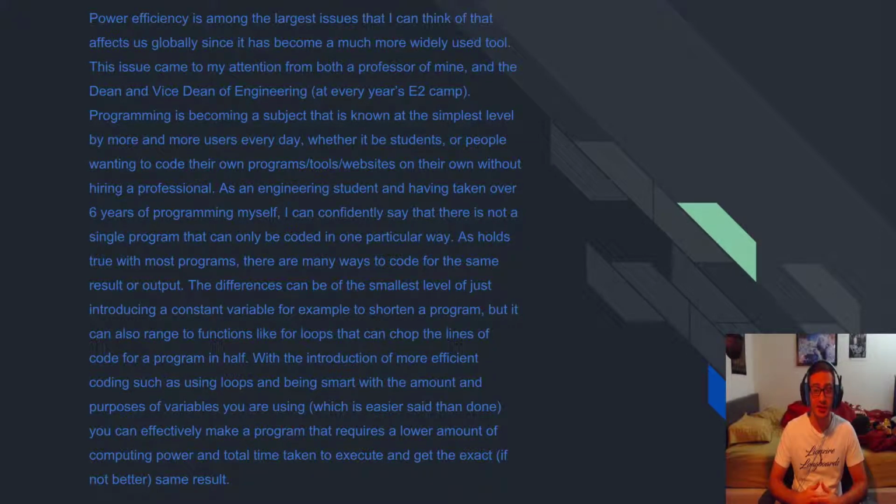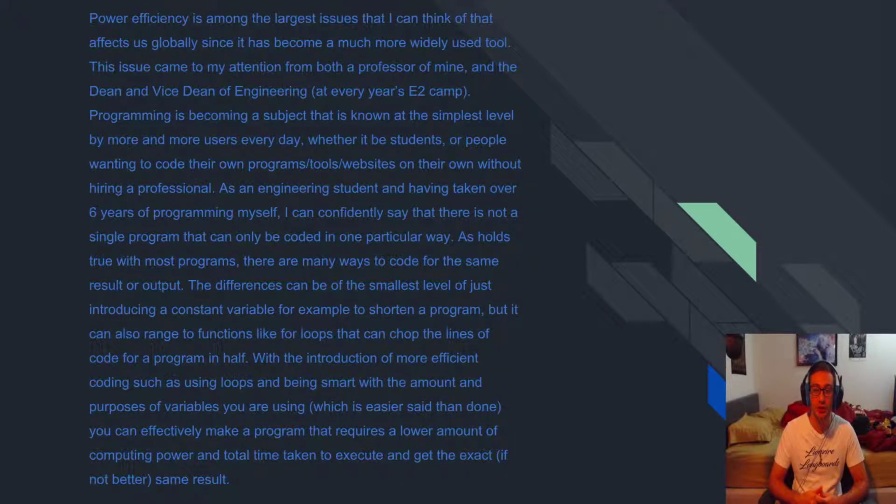The differences in each program can be of the smallest level, by just introducing different amounts of variables, or the types of loops you use, whether they be for loops, while loops, do loops. It is very important to study what each and every one of these loops do and use the correct one in the right situation. And slimming down your programs to use fewer variables and, like I said, the correct usage of your loops can be the difference between an efficient program and a non-efficient program for both power and time.